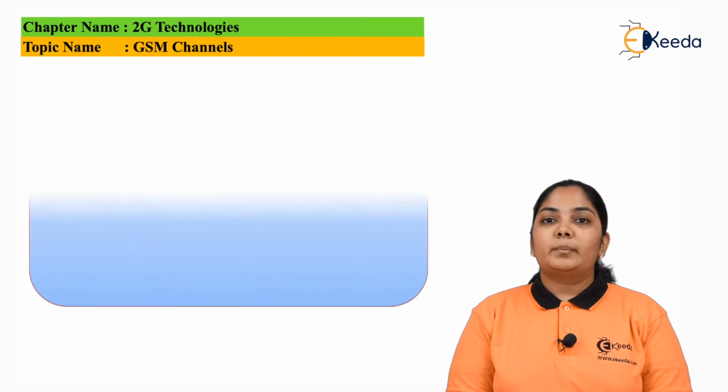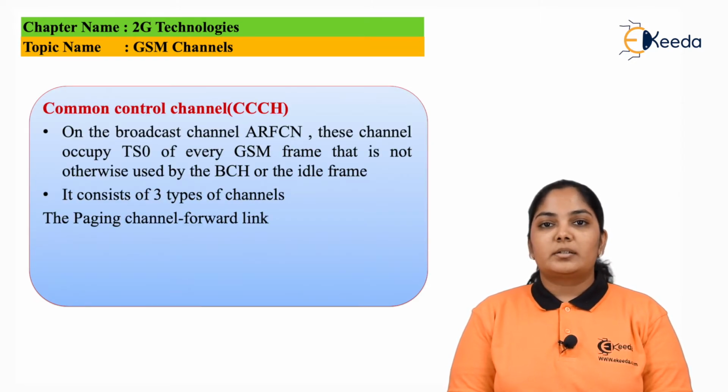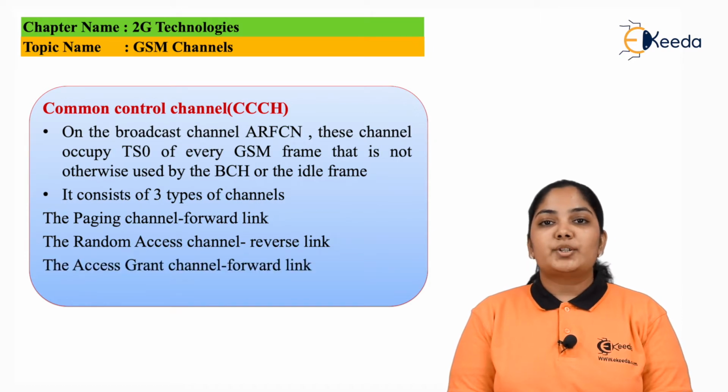Coming to the second type of the control channel, that is nothing but the common control channels, which are used for transmission of other signaling information. These common control channels transmit the data on the TS0 time slot of the GSM frame structure, which is not being used by the broadcast control channels or broadcast channels and the idle frame structure.